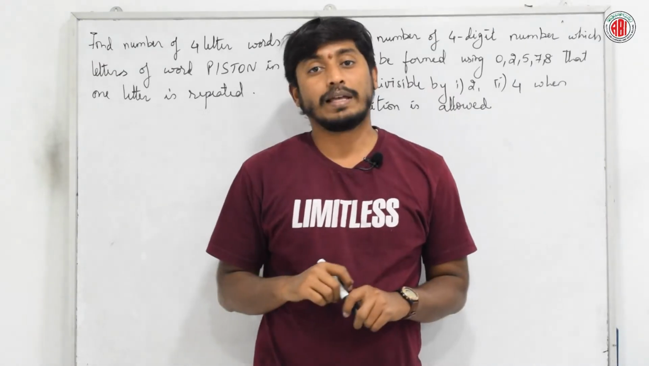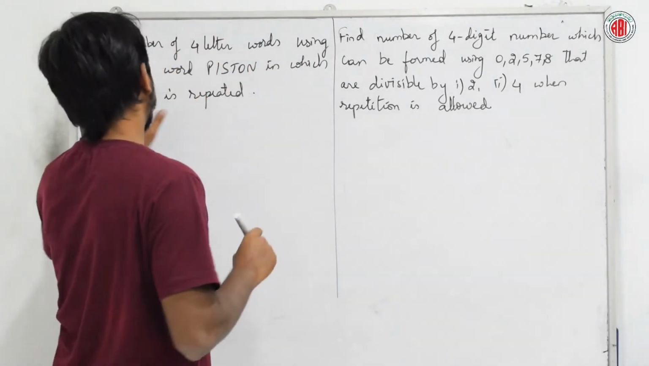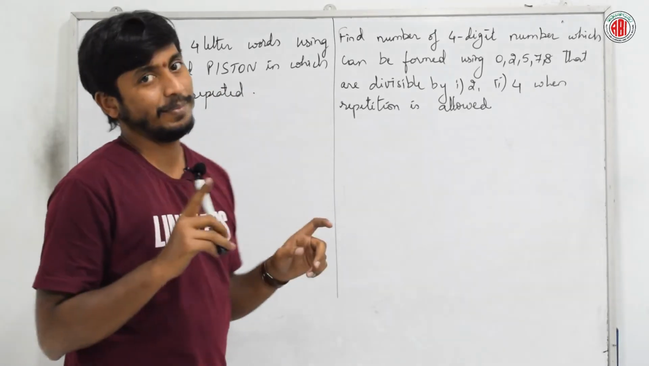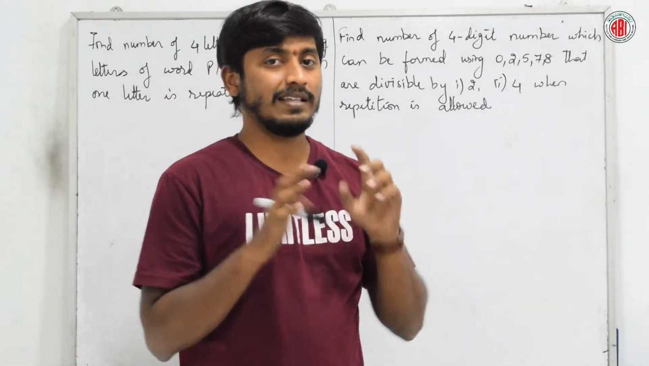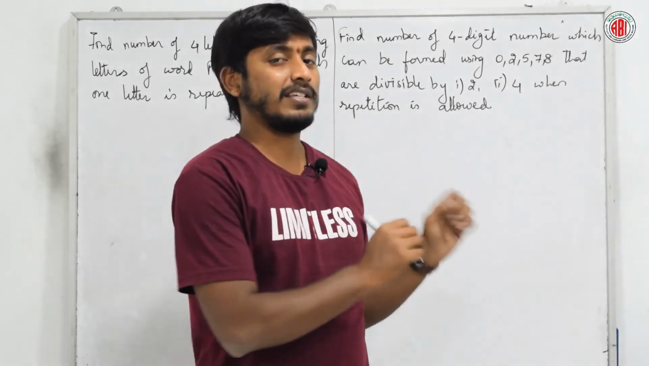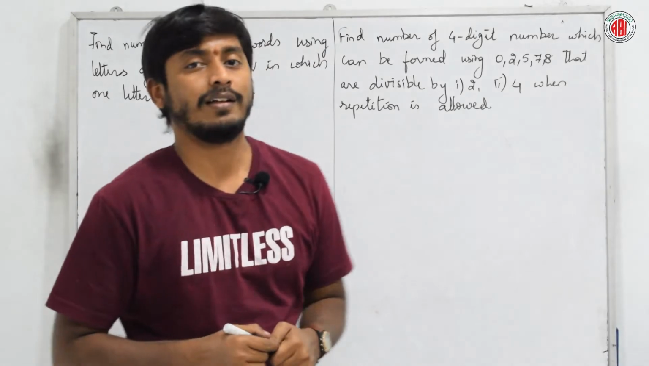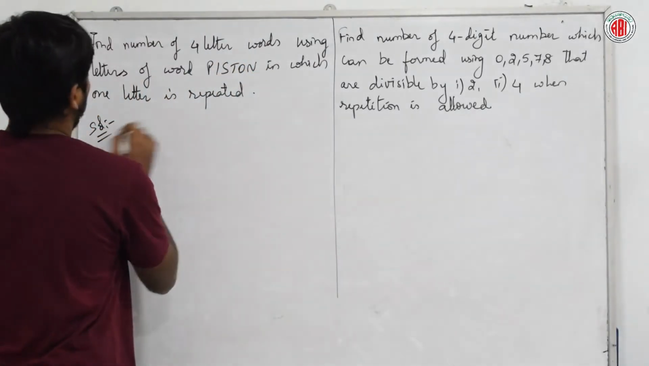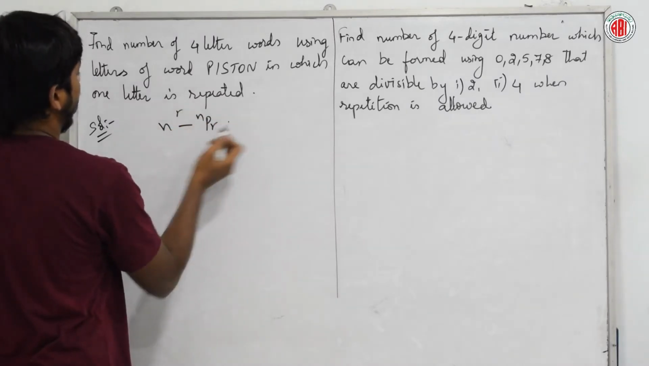Let's do. Look at the next question here. Find the number of 4-letter words using the letters of the word piston, in which 1 letter is repeated. So what is the formula? Only 1 letter is repeated: first find full repetition, next find no repetition, then subtract it. So we know the formula. What is it? N power r minus nPr.